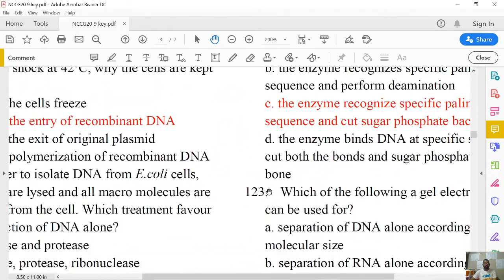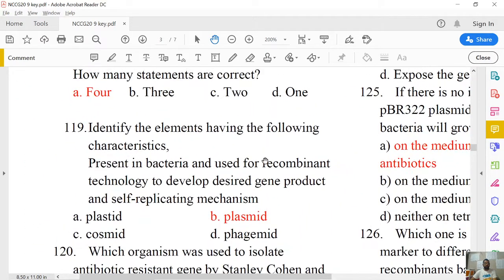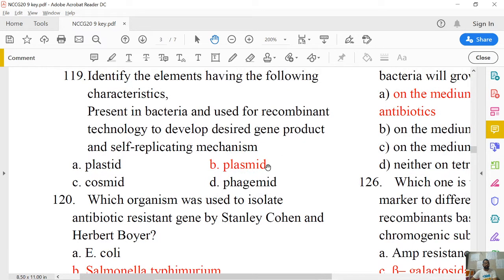Question number 119. Identify the elements having the following characteristics. So the characteristics given here are present in bacteria, used for recombinant DNA technology, for the development of desired gene product, and self-replicating. So all these are the characteristics of a plasmid.